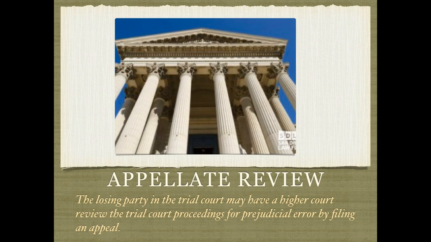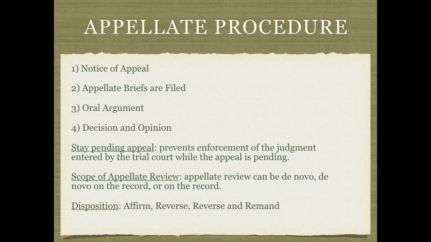Then you have appellate review. Okay, I don't like what happened to me. I lost at the trial court level. What do I do? Well, I can appeal to a higher court, at which point the higher court is going to review what happened to me at the trial court level, and they're going to look for some kind of error that prejudiced me in some way.